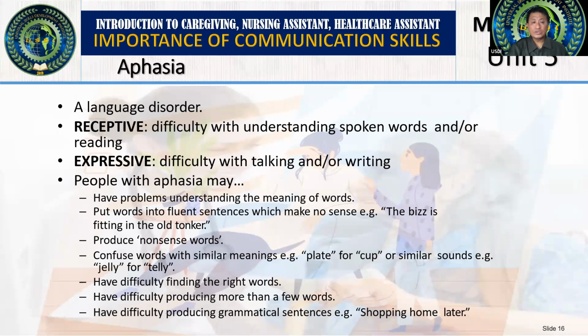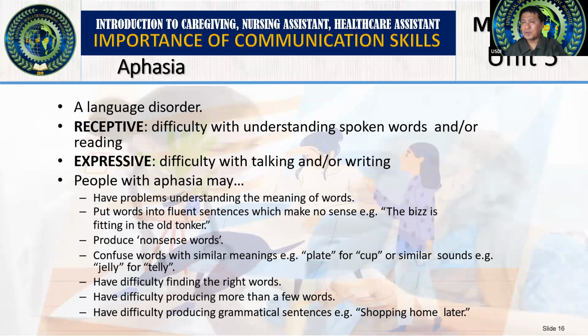Put words into fluent sentences which make no sense. The beast is the fit. The beast is the fitting in the old tunker. No, it's very unusual and very inappropriate. No sense. Or produce nonsense words. Now, confuse words with similar meaning, like for example, plate or cup. Magkaiba yan. So, dapat alam niya, dapat ipakita mo na ito ang plate, ito ang cup. Kasi nakakalimutan niya na yan. Okay? Or jelly tortelli.